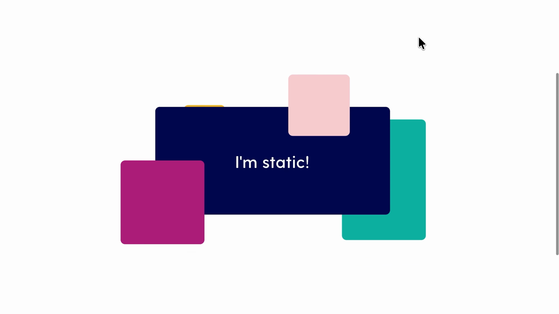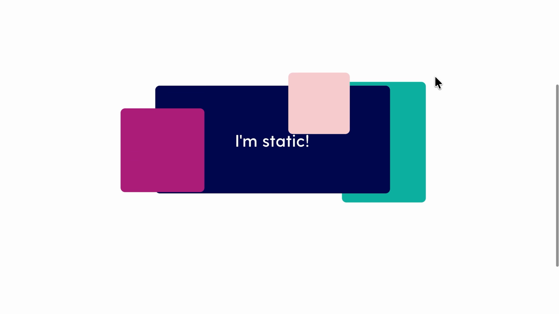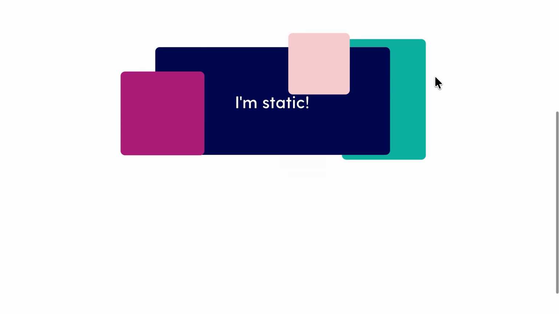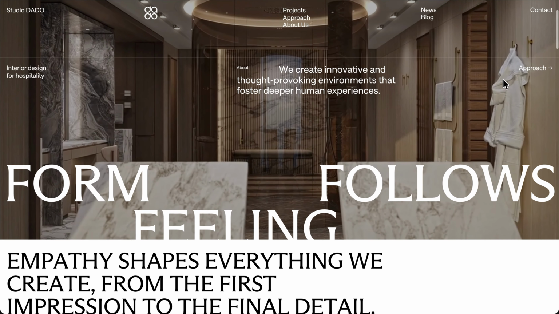Parallax. A difficult word, but an easy concept. A parallax animation is when your foreground and background move at different speeds as you scroll. It creates this illusion of depth. Suddenly, your page feels like a layered document. This works beautifully for big hero sections and transitions.